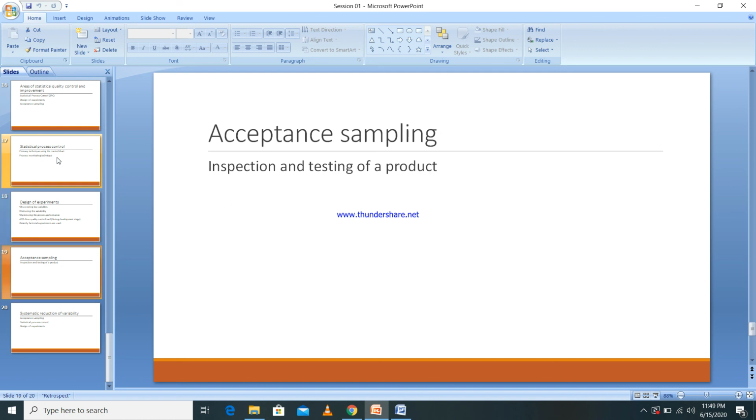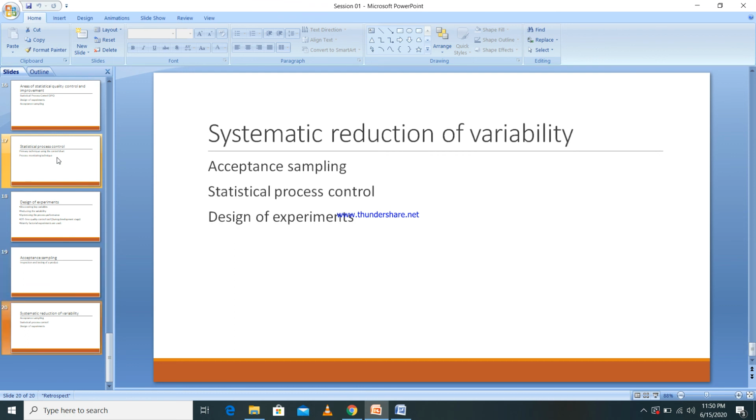And then you have acceptance sampling. In acceptance sampling, when you have a bulk or a lot of products, you just test some of the products, and then you take the decision whether your product or your service is up to the standard, right? We'll be discussing acceptance sampling under this course.